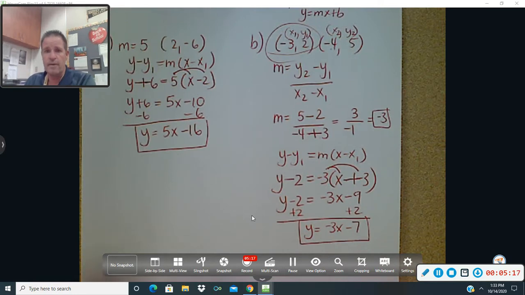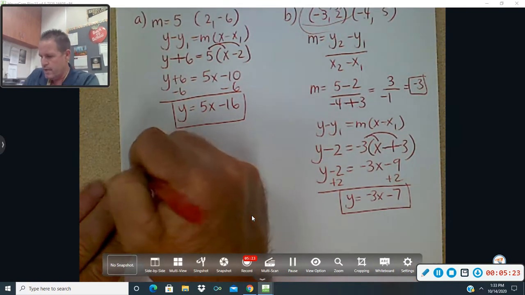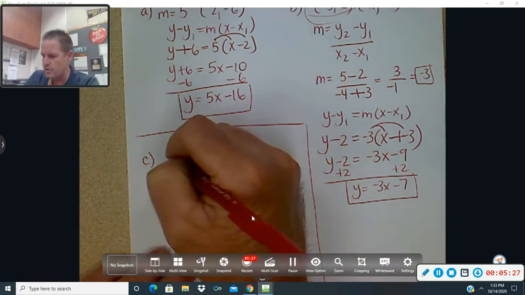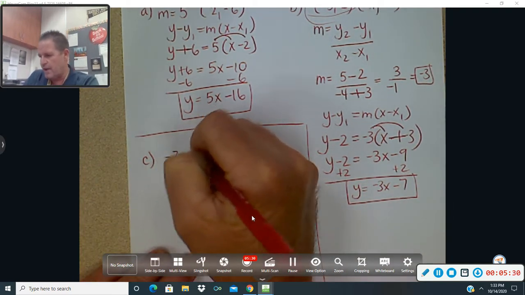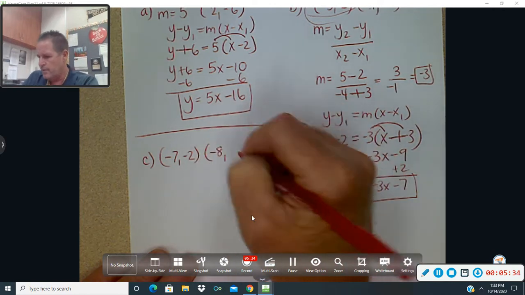Alright, so we've done it with kind of clean numbers. Let's do one with fractions, and then I think you're ready to work. Okay, so letter C, let's say that my slope comes out to a fraction, so let's try that. Negative 7 comma negative 2 and negative 8 comma 3.